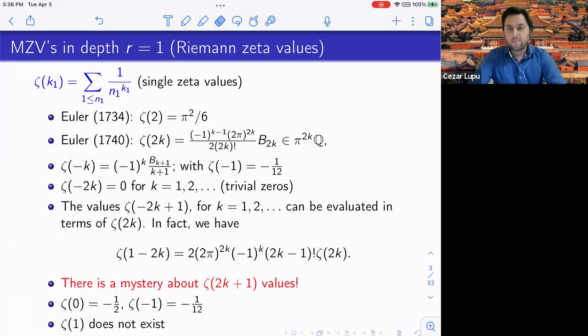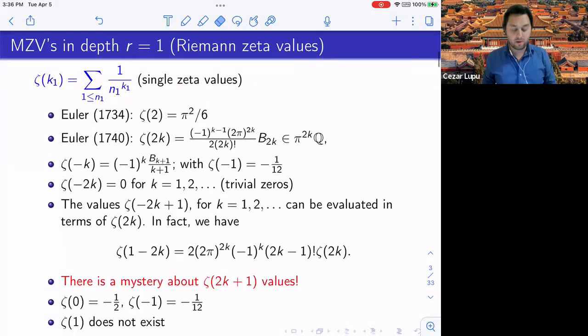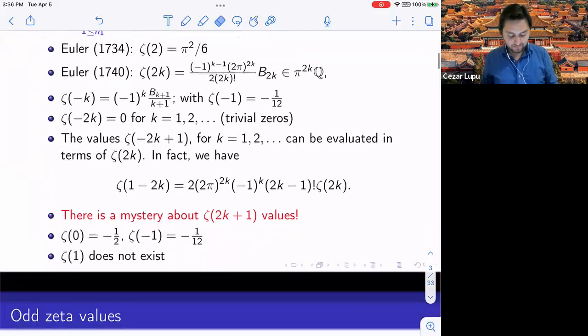But there is a mystery about the odd zeta values. So we were wondering what's happening with zeta of 3, zeta of 5, and so on, zeta of 2n plus 1. So in other words, we would like to understand the polynomial relations in terms of these odd zeta values and pi. And just like I said at the beginning, this will turn out to be equivalent to understanding Q-linear relations among multiple zeta values. But anyway, we'll get to that point.